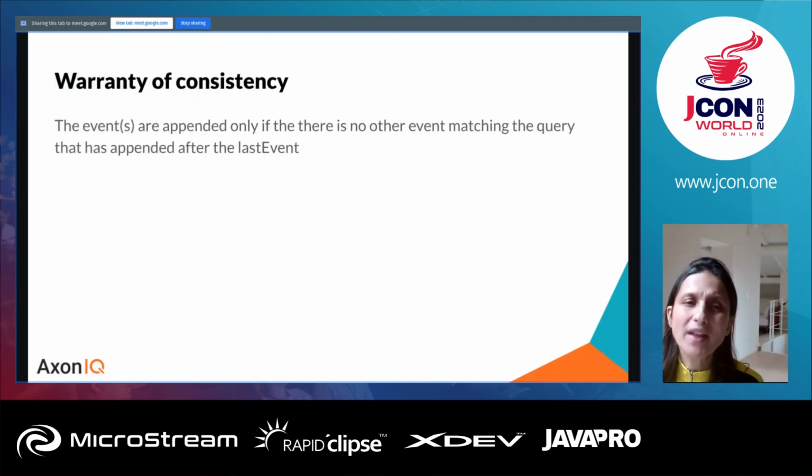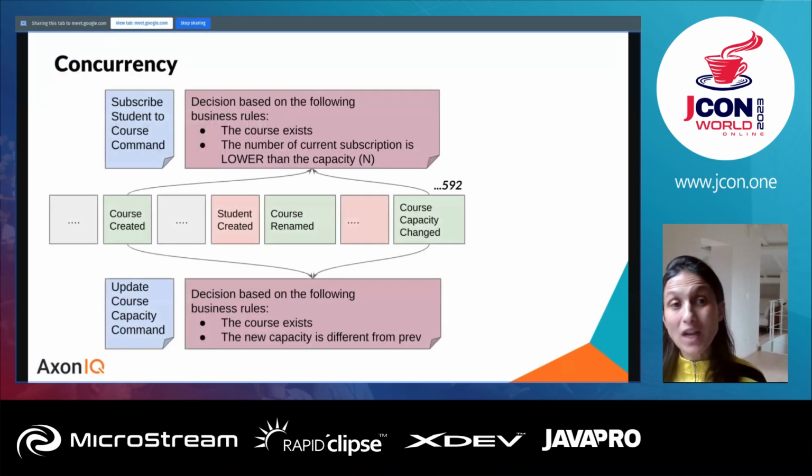In practice, the conditional append represents the guarantee that an event or a group of events is published in the event store if and only if the event store does not contain any events that match the query after the last expected one. So the conditional append represents the guarantee that the decision has been made on the basis of the most up-to-date data. You can think about the conditional append as a form of optimistic lock specific to event sourcing applications. So let's go back to the practical example.